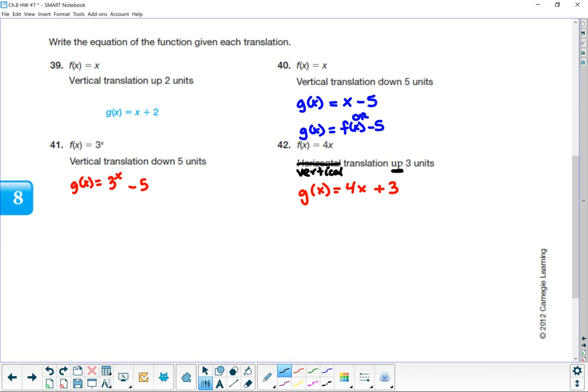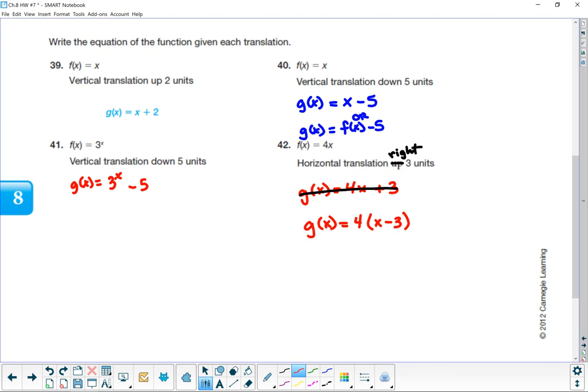If they want it horizontal, then it should not say up. It should say right. So 3 units by itself means that it's going to go to the right. If that's the case, then this wouldn't be the answer. If it's horizontal translation right 3, then our function is going to look like this: g of x equals 4, and then instead of x, it's going to be x minus 3, because we want it to go to the right. And that would be a horizontal translation of right 3.